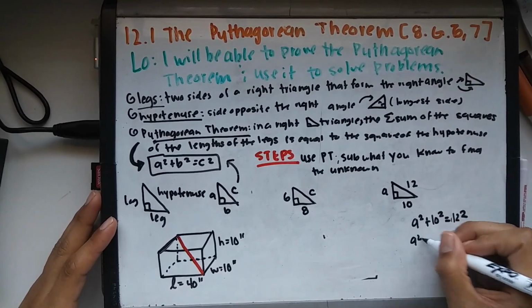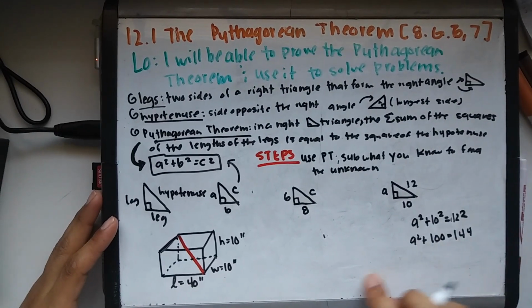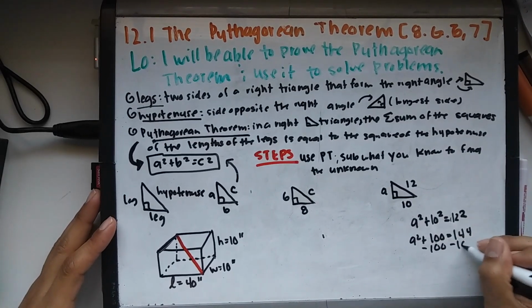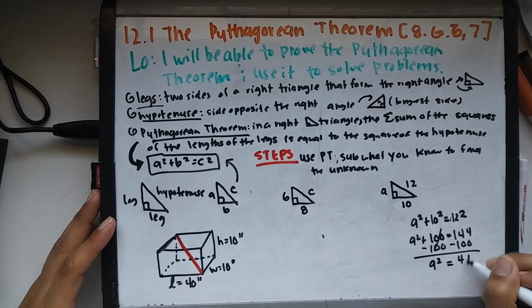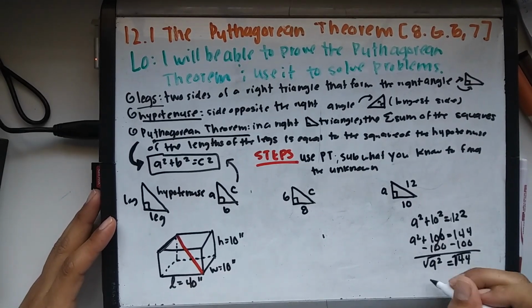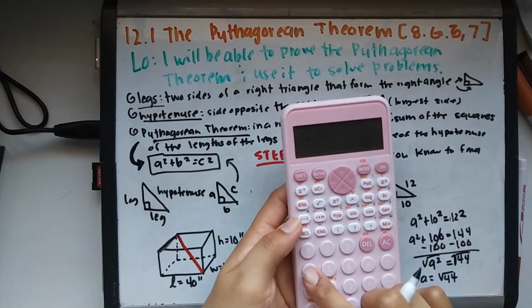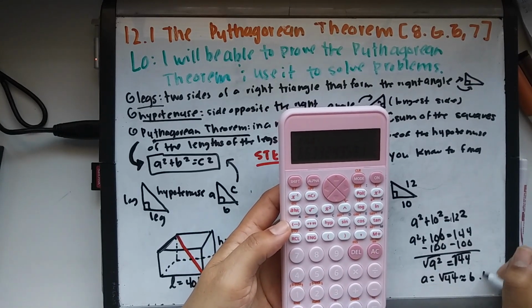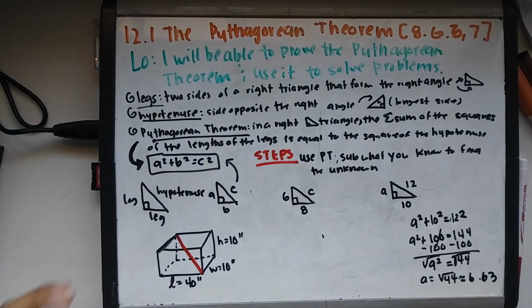So that's a squared plus 100 equals 144. I have to isolate my a, so I have to do the inverse operation here. I subtract 100, because what I do to one side, I do to the other side. And then I get a squared equals 44. Square root. I can either leave it like that if they permit me to, or I can punch it in my calculator, because 44 is not a perfect square. And I get 6.63.